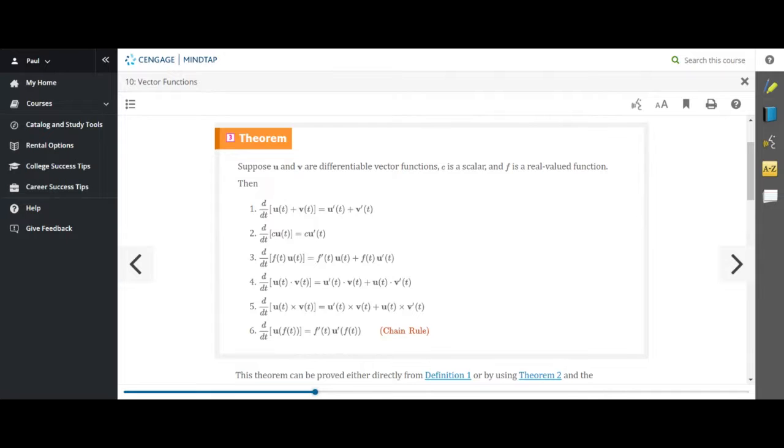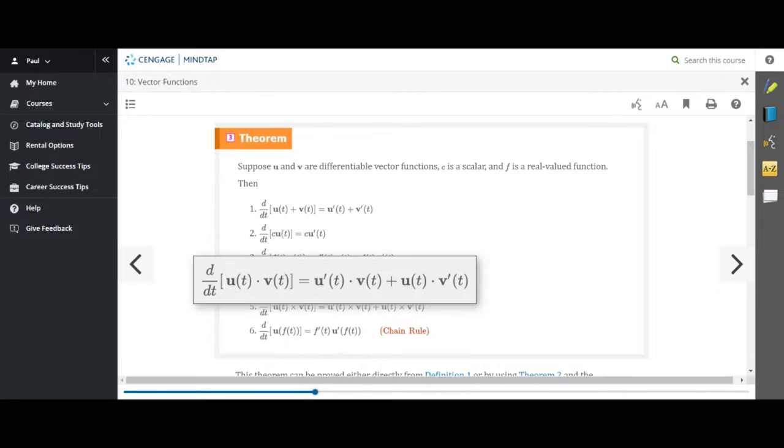Now the fourth rule is also important. If you take the derivative of a dot product, it equals this rule here. This is actually a very nice little rule. Logan, it looks like the product rule, doesn't it? It's with dots. So the derivative of u dot v is u prime dot v plus u dot v prime. Really quite amazing. And they prove this rule below.